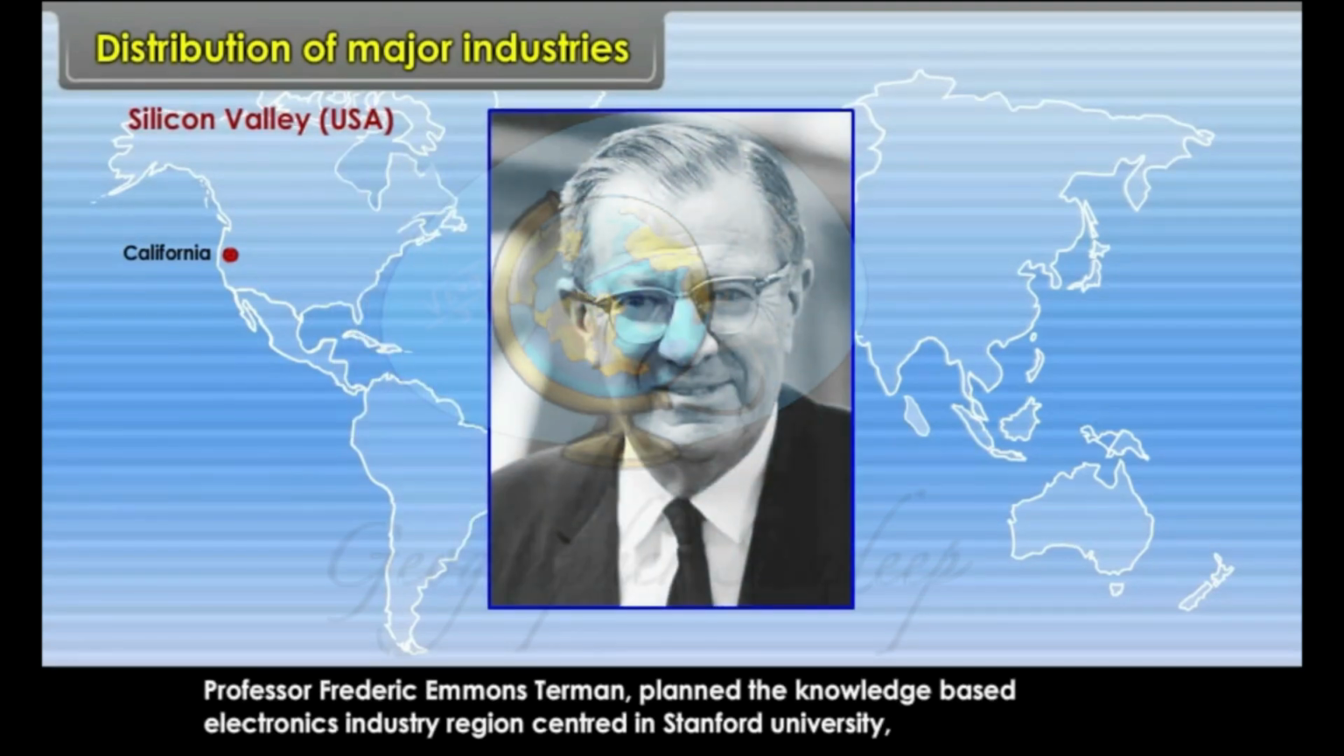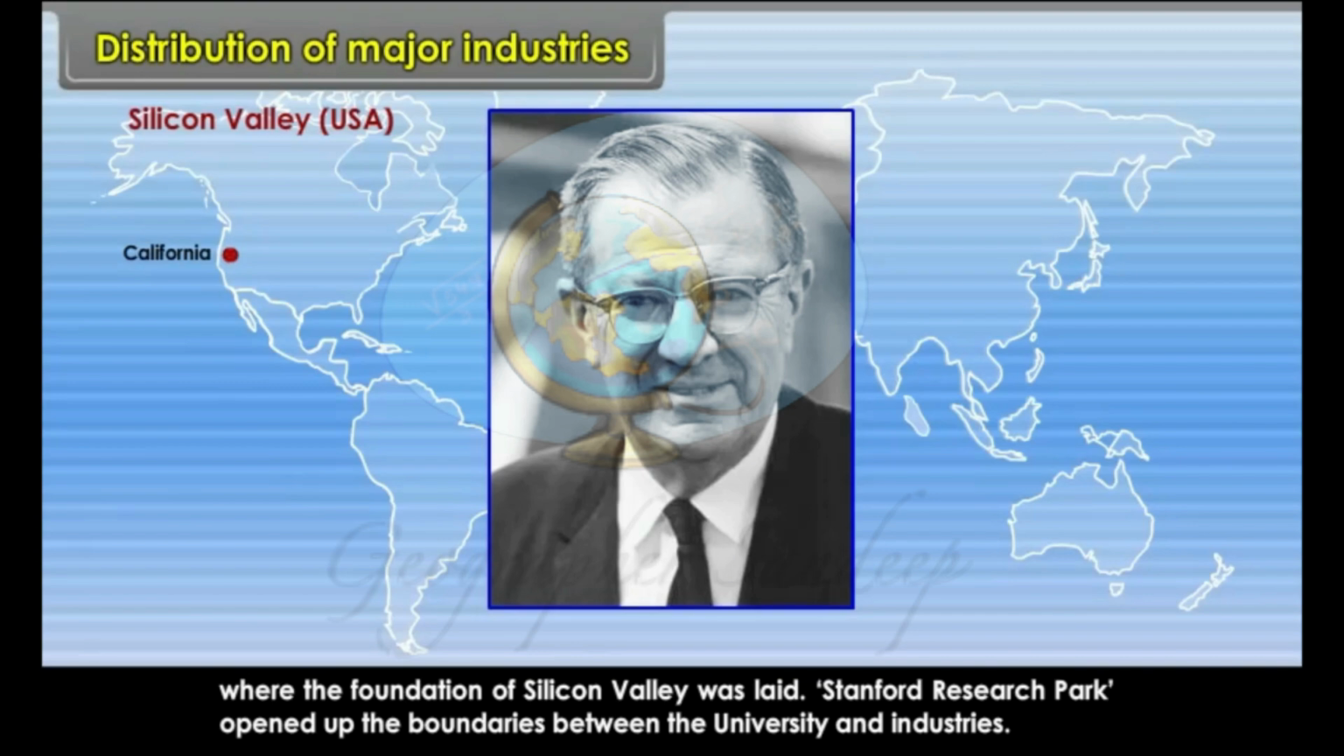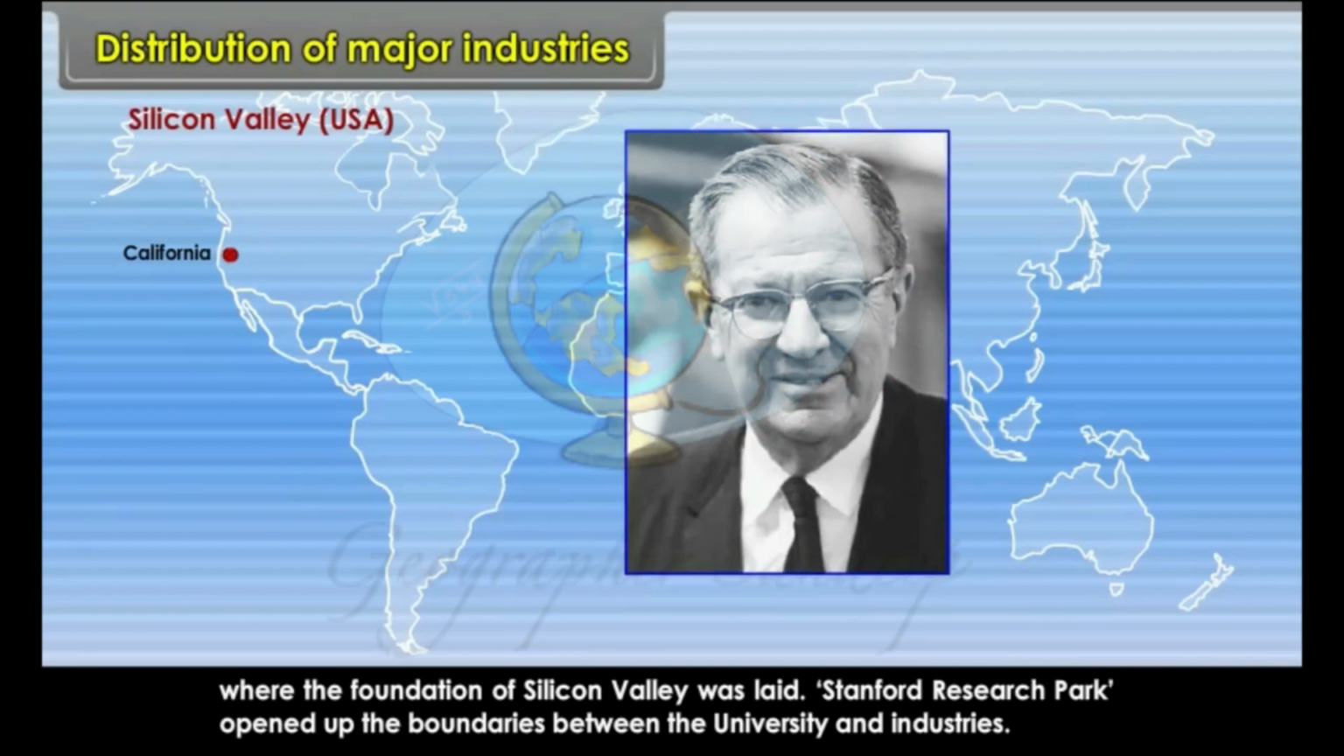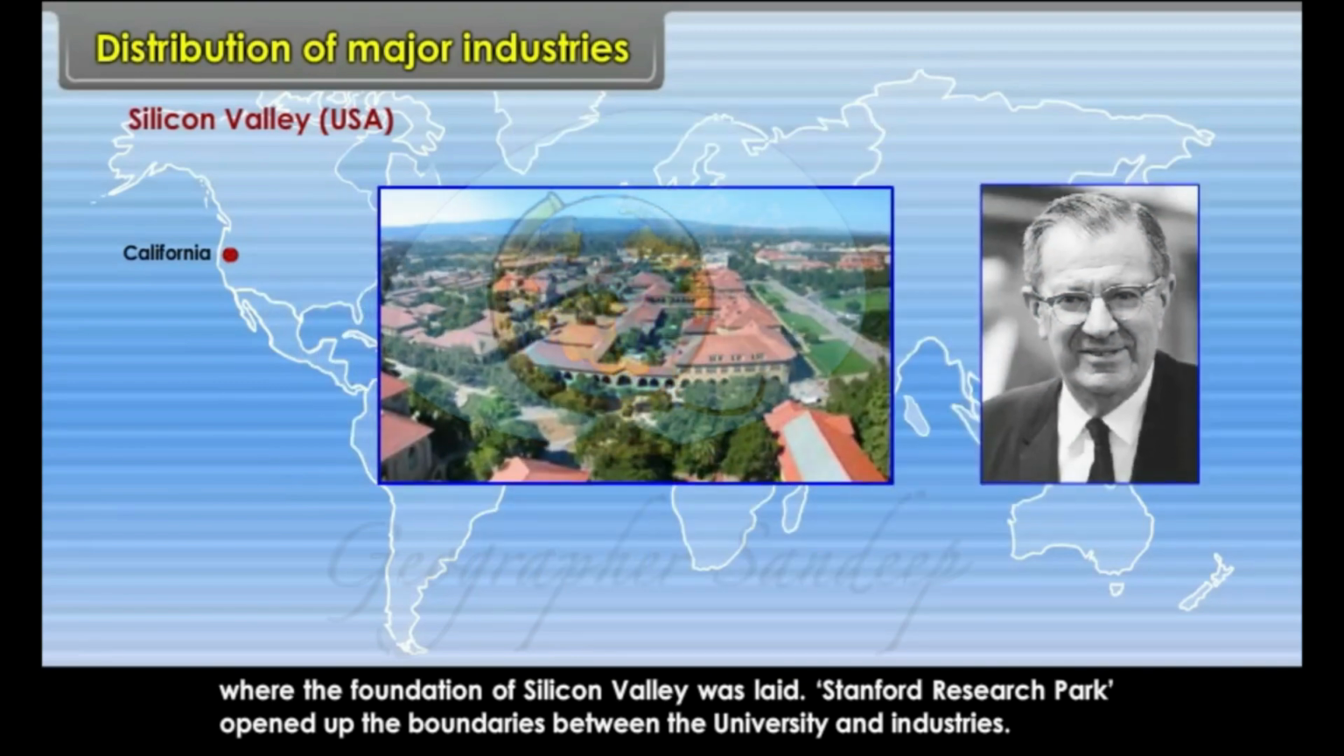Professor Frederick M. Terman planned the knowledge-based electronics industry region centered in Stanford University, where the foundation of Silicon Valley was laid. Stanford Research Park opened up the boundaries between the university and industries.